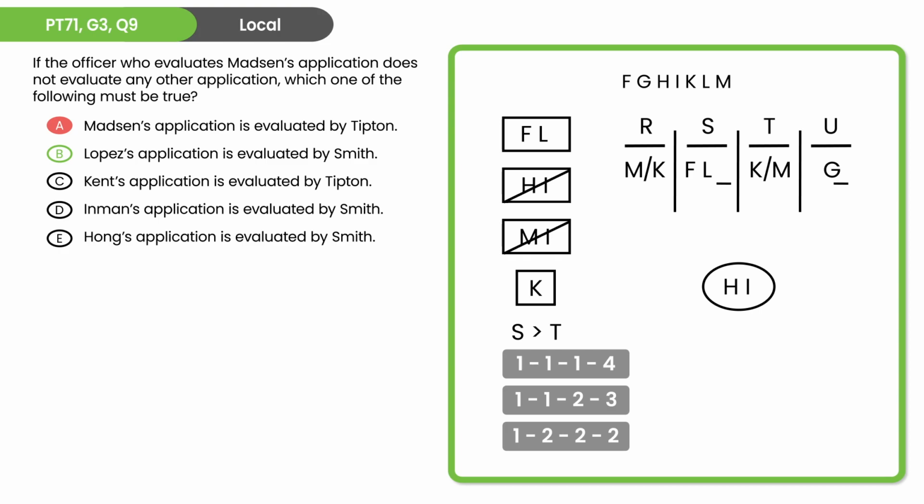C says that K's application is evaluated by T. Could be true, but it doesn't have to be true. K could go to R instead. So get rid of C. D says that I's application is evaluated by S. Well, we don't know where I is going to go, so no, that doesn't have to be true. And then E says that H's application is evaluated by S. Just like in D, we didn't know where I is going to go, we don't know where H is going to go either. So let's get rid of E as well. That leaves us with answer choice B is the right answer.